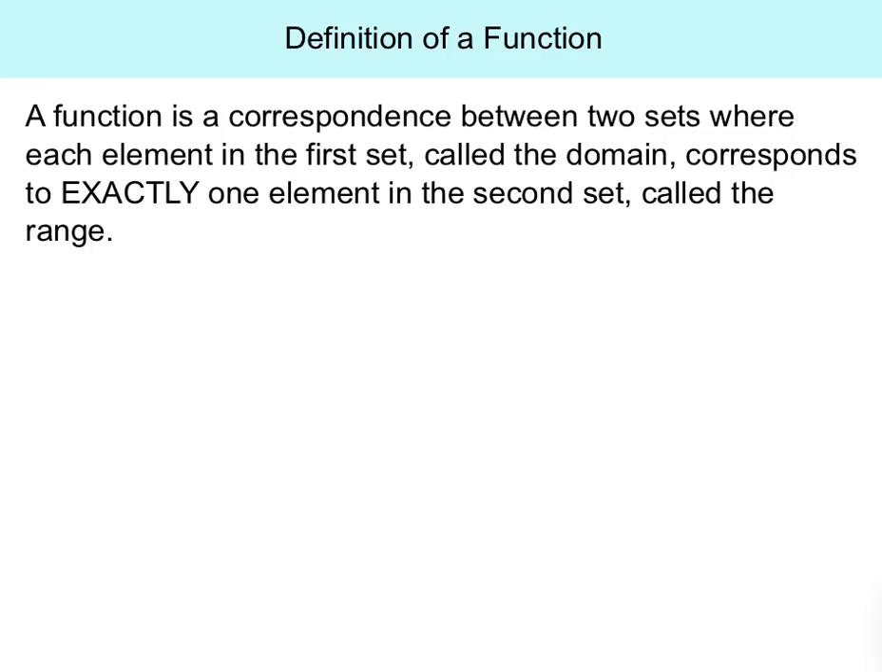A function is a correspondence between two sets where each element in the first set, called the domain, corresponds to exactly one element in the second set called the range. Remember, a function does not have more than one arrow going out.